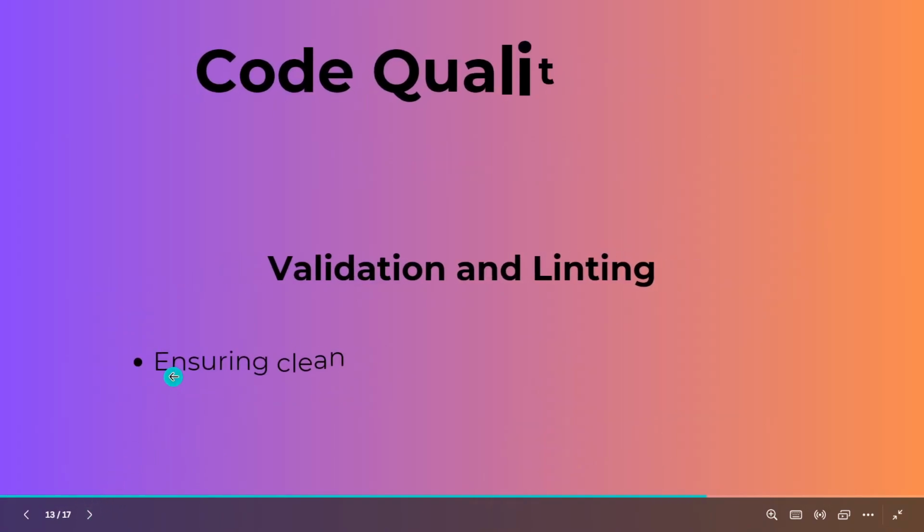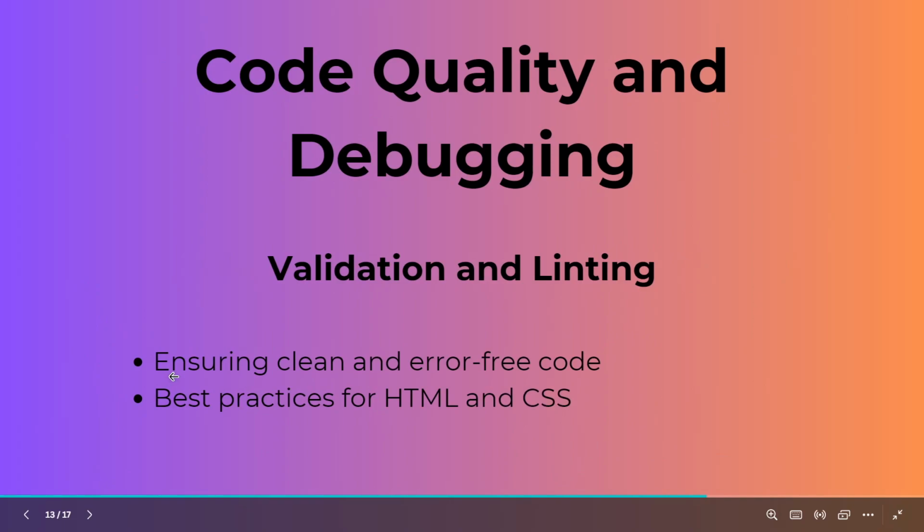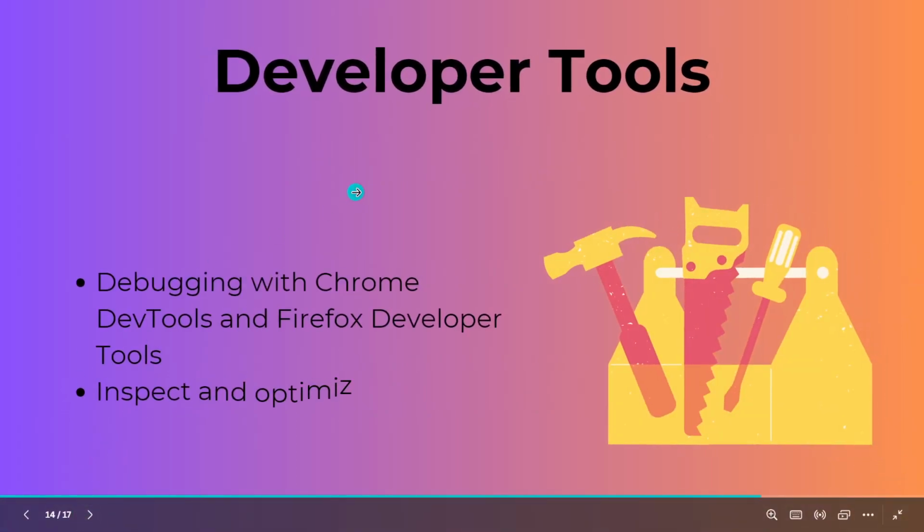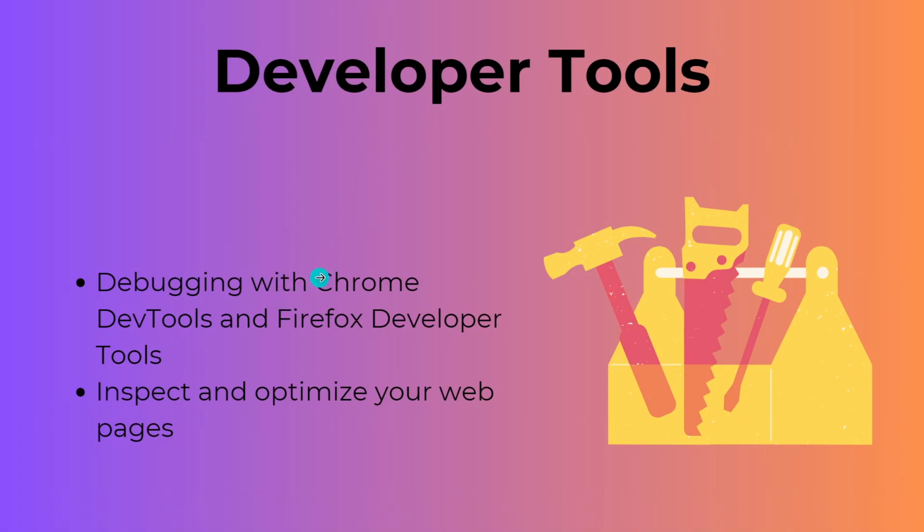Then we'll go on to code quality and debugging. Here we'll be looking at things such as debugging and linting, ensuring clean and error-free code, best practices for HTML and CSS. How do we ensure that anything that we are coding appears exactly as we would have wished from the coding side? Then we'll go on to developer tools, debugging with Chrome. Chrome is a very resourceful browser. It's one of the most widely used browsers in the world.